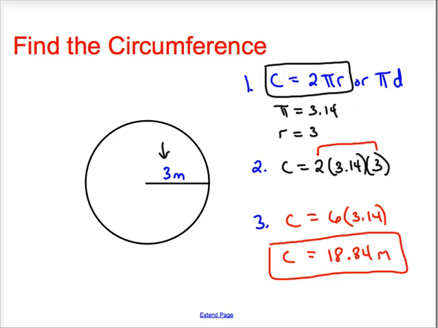And again, the circumference is very similar to perimeter. It's just the outside of the circle. So this length here is 18.84 meters long. Let's take a look at our next example.